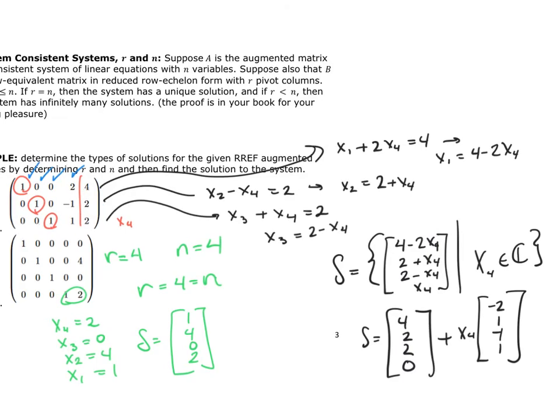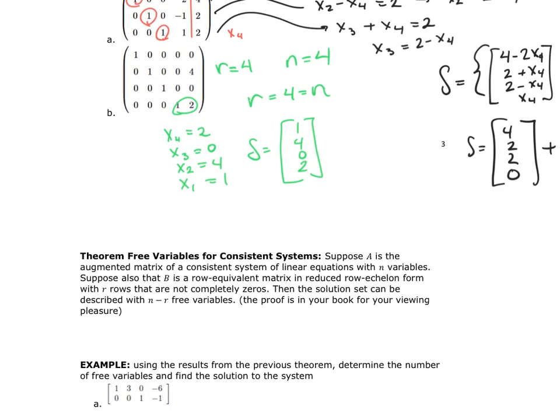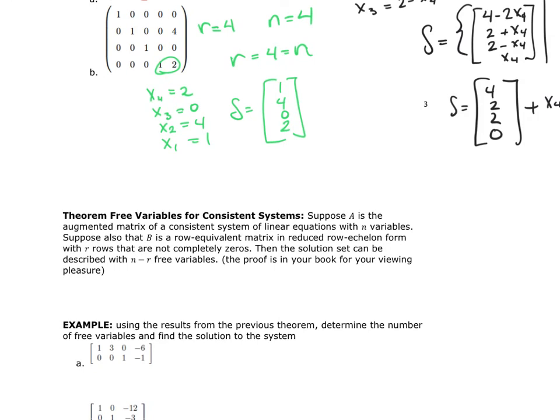Okay, let's take a look at my next theorem. Theorem. So suppose A is an augmented matrix that is consistent, and you're going to hear this over and over again, so I'm just not going to read that part of it. Let's get to the meat of it. The meat of it is that in this one, suppose blah, blah, blah, with r rows that are not completely zeros. Then the solution set can be described with n minus r free variables. What this does is it allows us to determine how many free variables we expect to find.